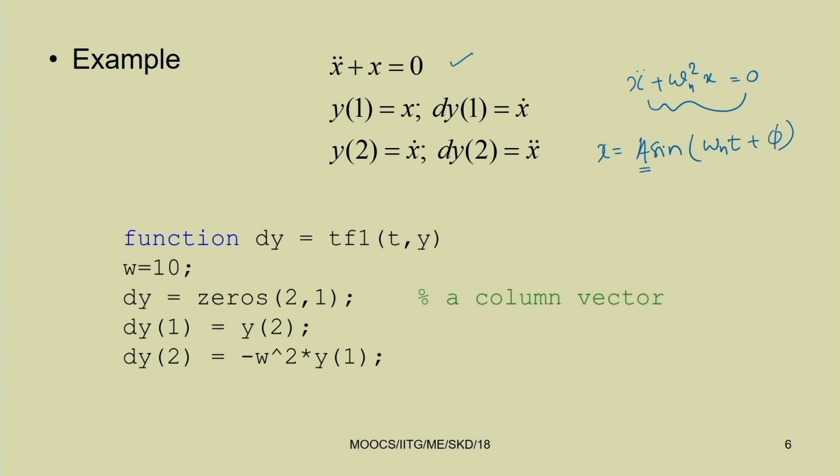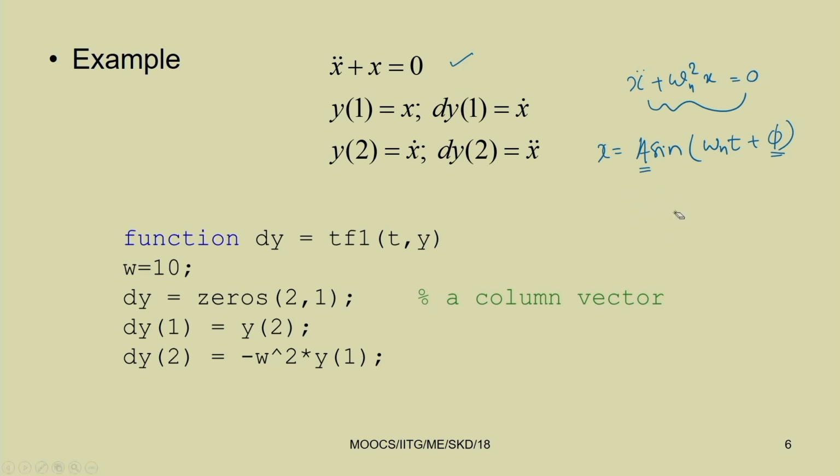Here A and phi depend on the initial conditions. You can take the initial displacement and initial velocity as initial conditions and find x. To write the code in MATLAB, you initially assume y1 equal to x, so dy1 equals x dot. Similarly, y2 equals x dot, so dy2 equals x double dot, which in this case is nothing but minus x. You can write your equation in this form in the function file. The code is written below.